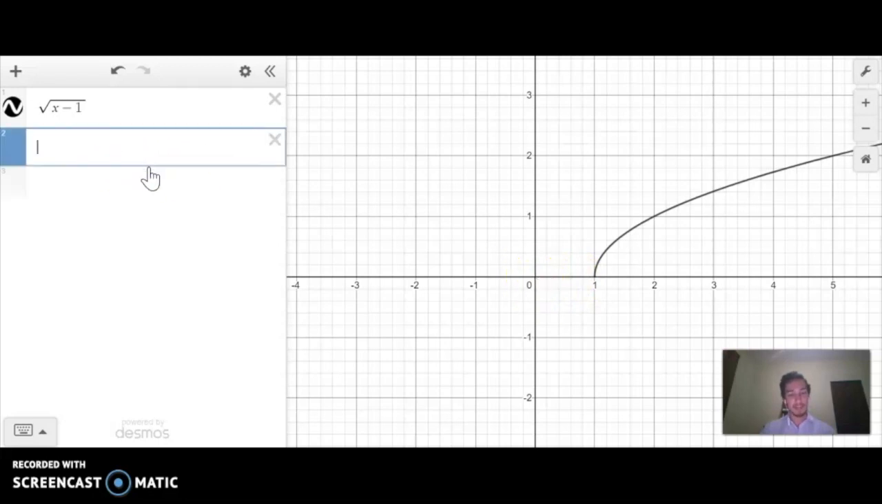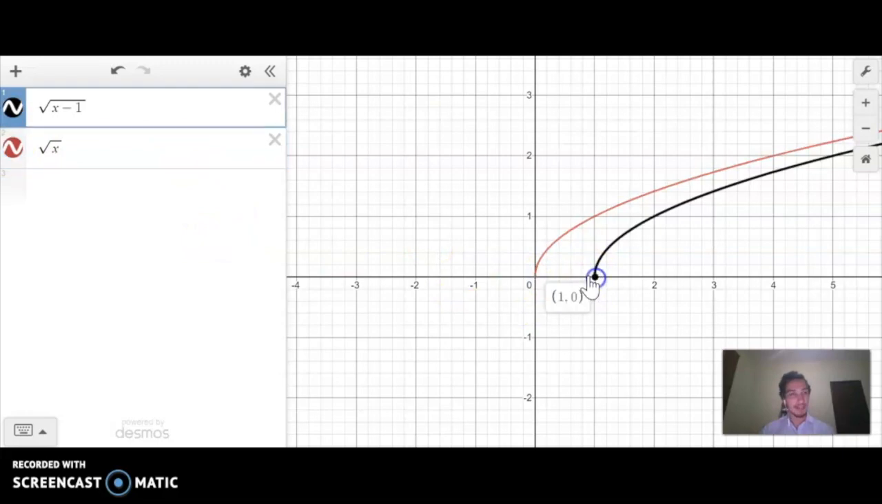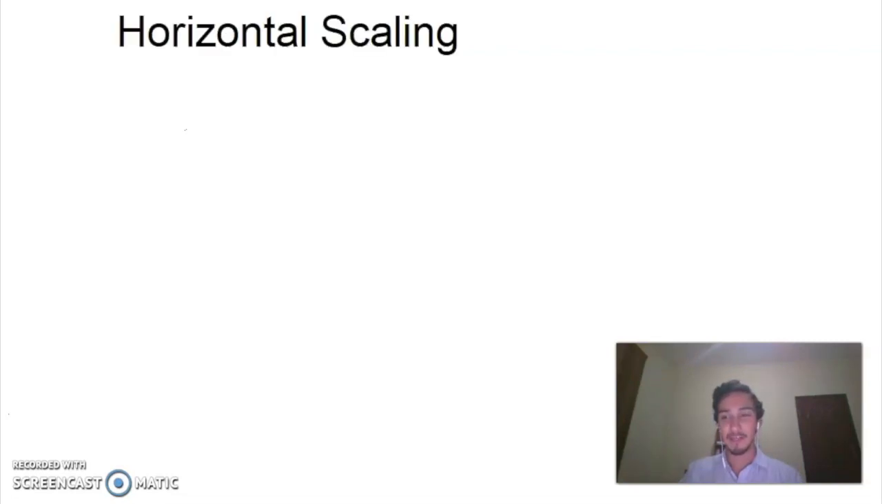So I'll put over here square root of x. If we have x equal to 0, we want this to be over 1 unit now. So we'd have to set an equality. If we want the square root of x minus 1 to be equal to 0, then x must be equal to 1. All right, so now that we've discussed how to shift a function horizontally, let's discuss how to scale a function horizontally.